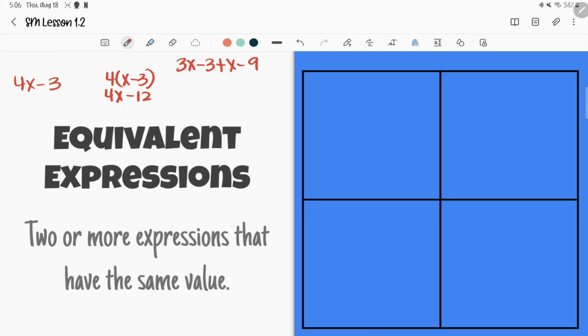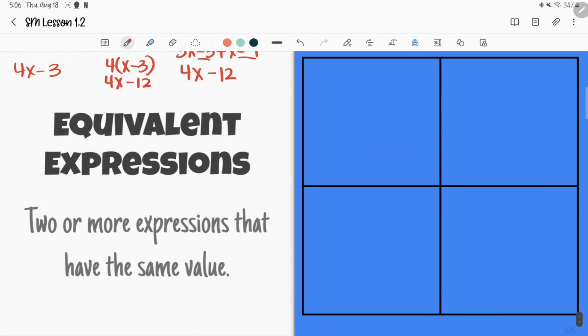So we've got a 3x and a 1x. That's 4x. And then we've got a negative 3 and a negative 9. That makes negative 12. Okay? I'm going to write it right here, I guess. I'm running out of room.